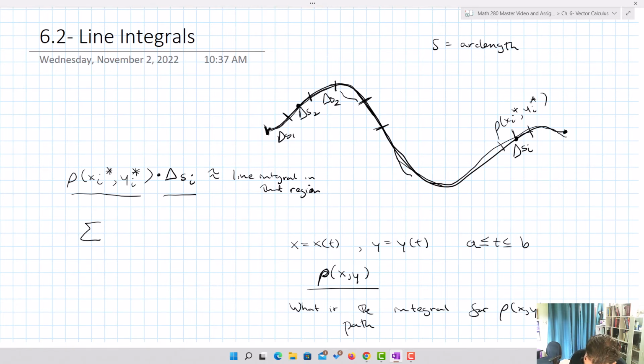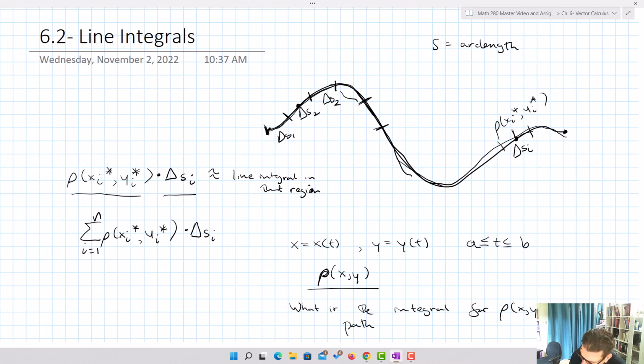So what we're going to do is sum up all of those. We get the sum of rho of xi star, yi star times delta si, with i equals 1 up to n. And now what we want to do is make each one of those regions smaller and smaller and smaller. That's the idea when we integrate something.